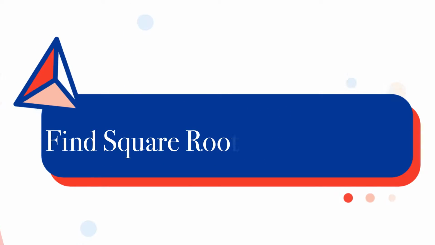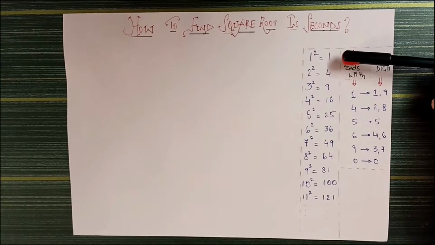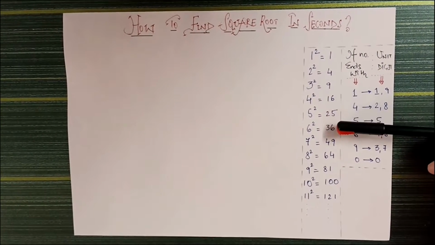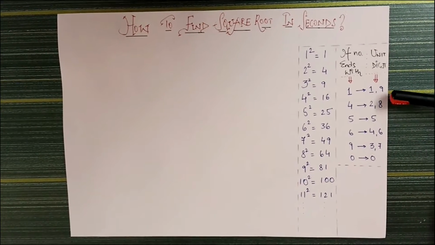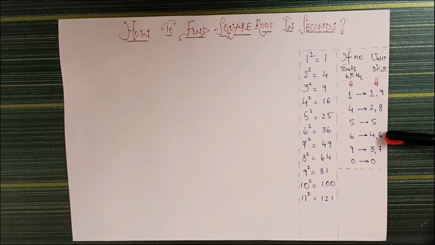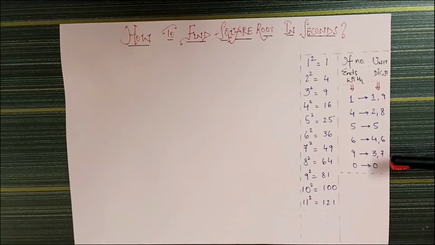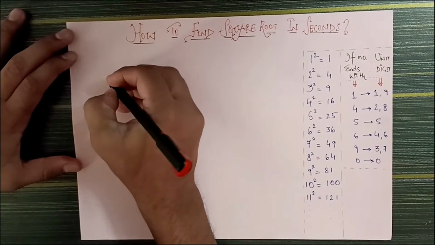Let's see how to find the square root of any perfect square in just 5 seconds. To begin with, you will have to remember the squares of these basic numbers which are mentioned over here. We are going to use this information to find the square root of the number. Let's start.